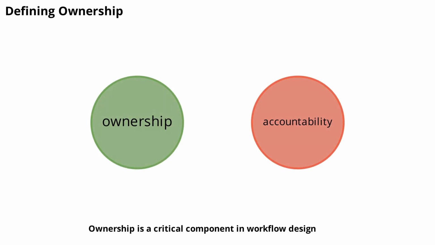Ownership is a critical component in workflow design. Assigning clear ownership for each article or section means someone is always responsible for updates, accuracy, and responding to feedback. This prevents content from becoming stale and ensures accountability. Owners can be individuals or teams, depending on your organization's structure. Let's look at how to assign and manage ownership effectively.